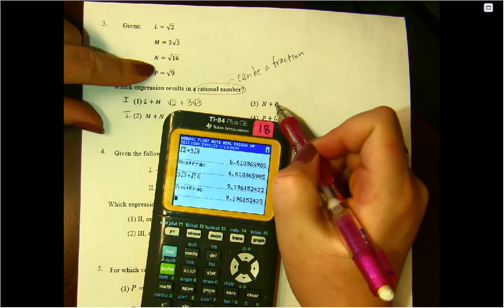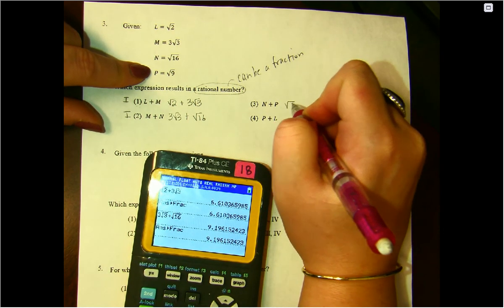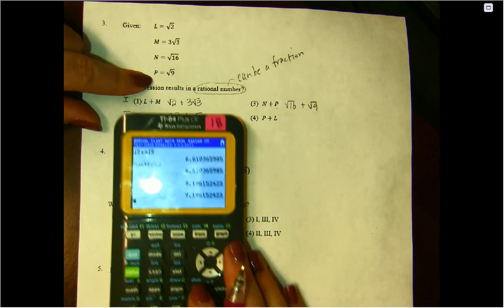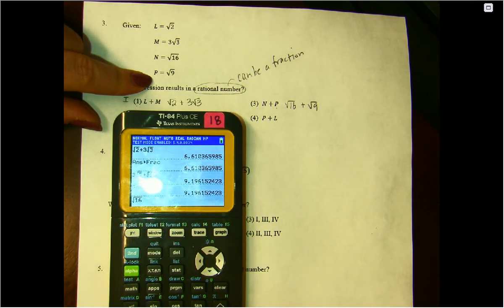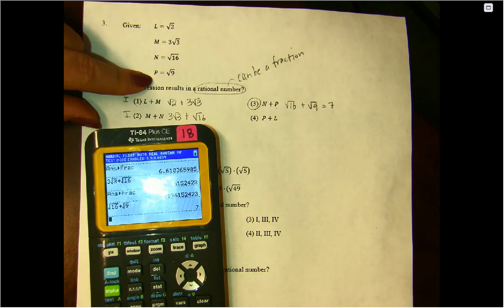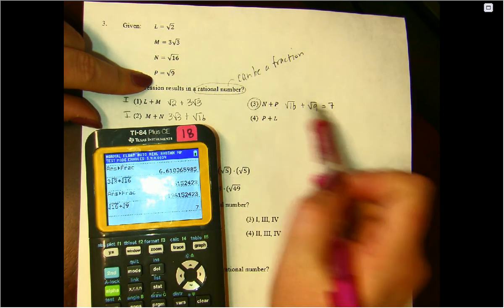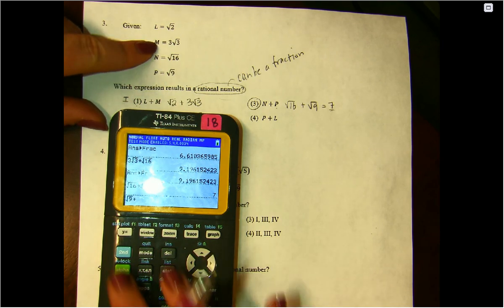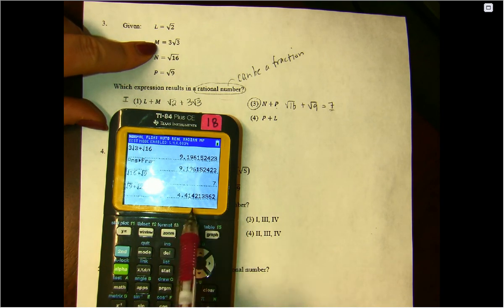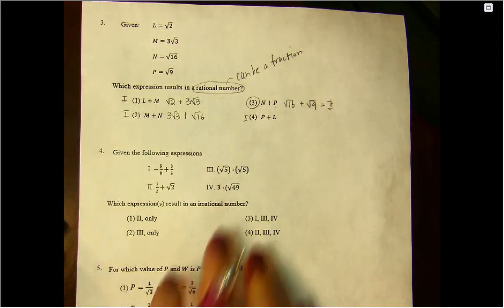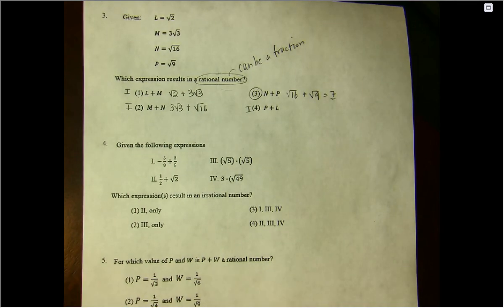Okay, what about N plus P? So N is radical 16 and P is radical 9. Radical 16 plus radical 9. Oh, this equals 7. This is rational. Okay, so this is my rational number, nice and pretty. So P, radical 9, plus L, which is radical 2, just to check. So this is irrational as well.